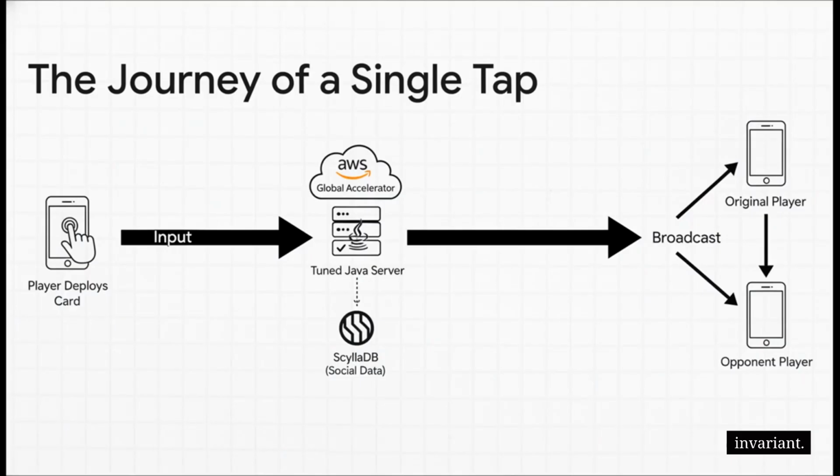Here we go. You tap your phone to deploy a card. That input immediately gets routed through the AWS Global Accelerator to the nearest game server. That server, running Java with the low-latency ZGC, grabs your input. On its very next tick, it processes the command. If something social needs to happen, like a clan notification, it'll ping the central ScyllaDB cluster. And finally, the new game state is broadcast back to you and your opponent. And all of that happens in a fraction of a second.